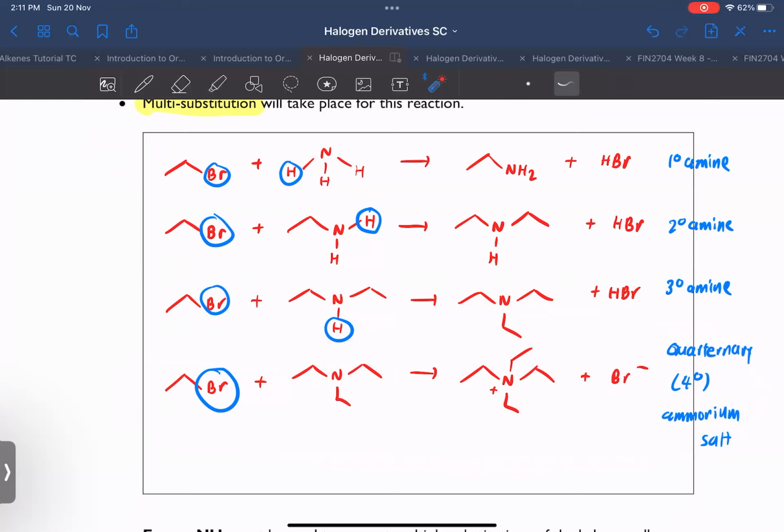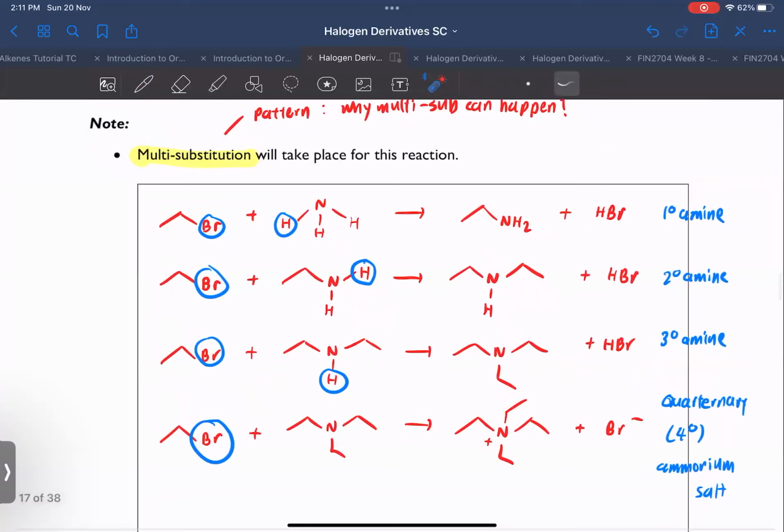So guys, is the pattern correct? As long as you have an H and Br, the reaction can happen. Is that pattern correct? No, it's not. Because clearly from the fourth reaction, you know that even without an H, the reaction can still happen. So guys, if you don't need to have an H, then what do you need to have instead? This is very important. I repeat my question.